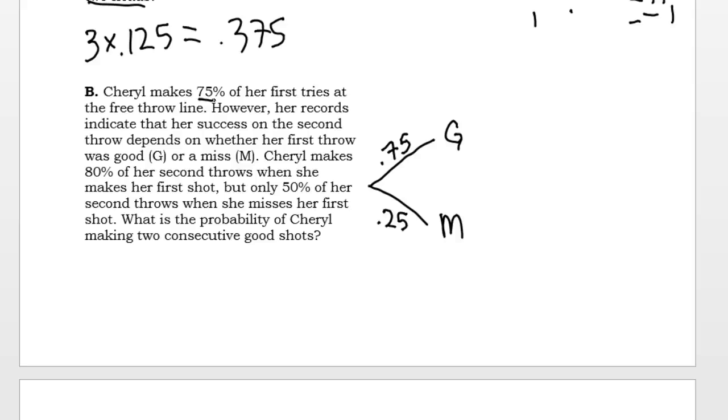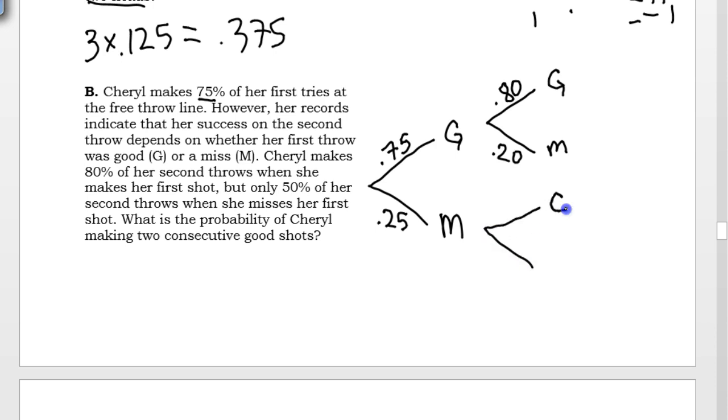Okay, so if she's good the first time, she still has good or miss the second time, but this is a dependent situation, where when she does good the first time, she does even better the second time. So if she makes 80%, she's going to miss 20%. 80 and 20 make that 100% whole. If she misses the first shot, she still can be good or miss the second time, but she does worse this time. She has a little confidence issue. She only gets 50%, which means she's going to miss 50% to make that 100% whole.